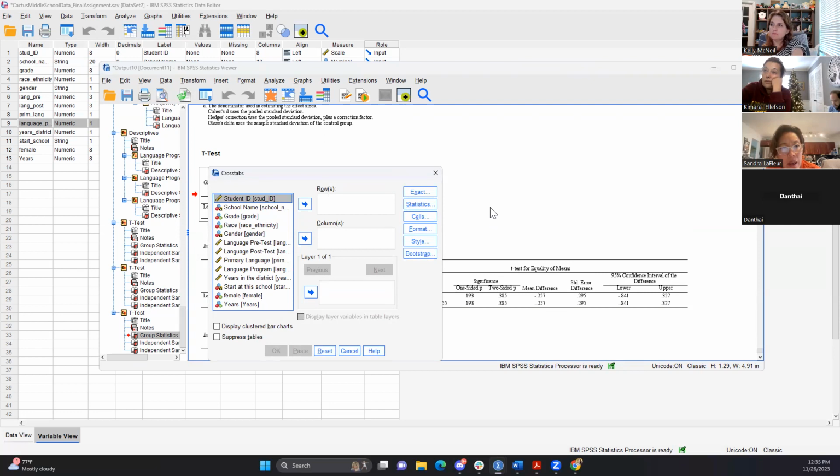Pick gender and program. Language, gender, and primary language. So gender, or wait, no, yours, female. Just do that, the row or the column, it doesn't matter. It's just a 2x2. And then primary language is the other one. Well, no, sorry, language program. Okay, and then just see what that looks like.